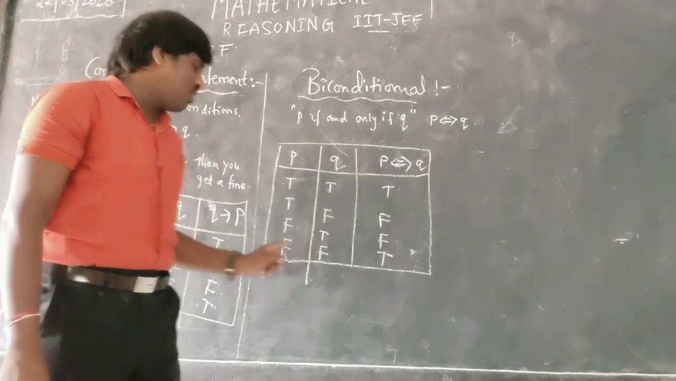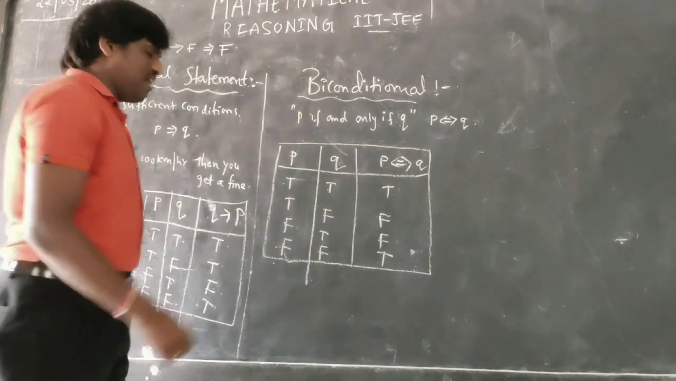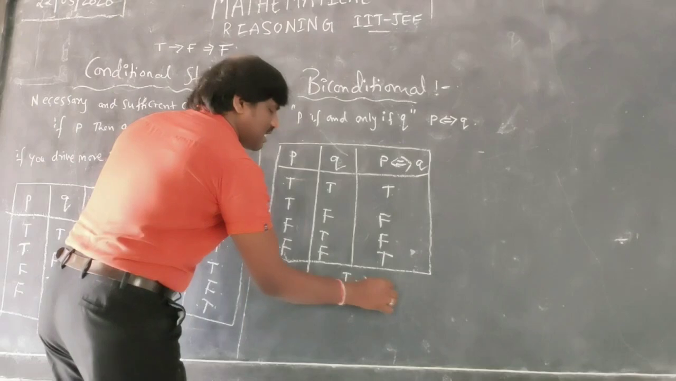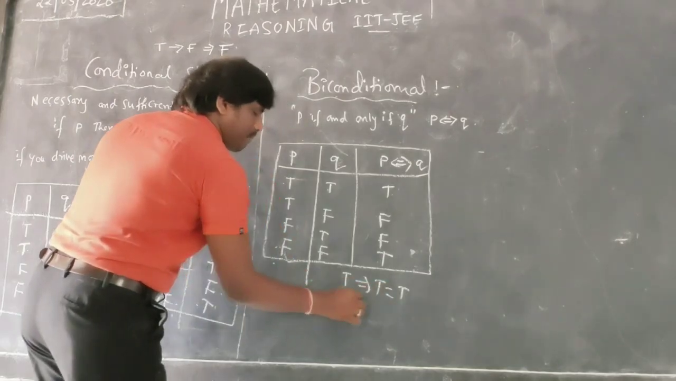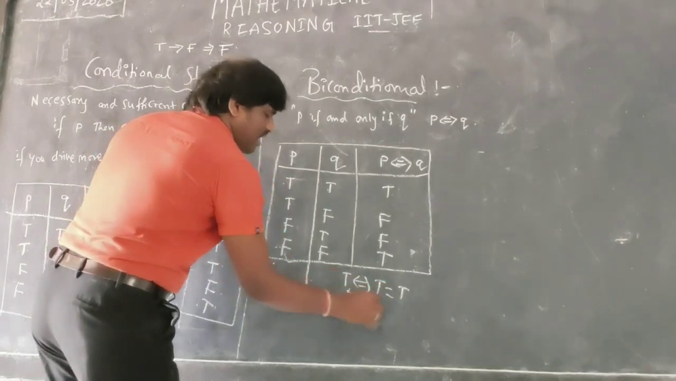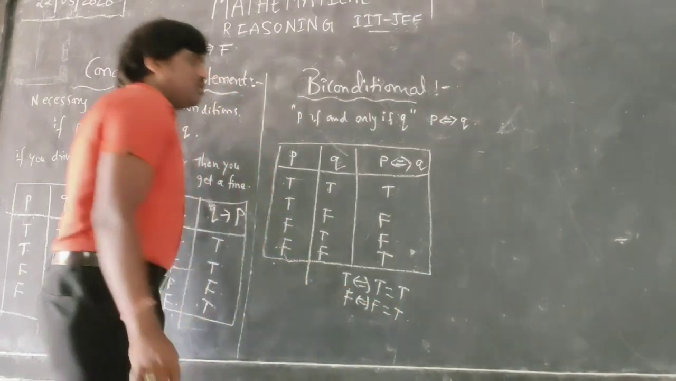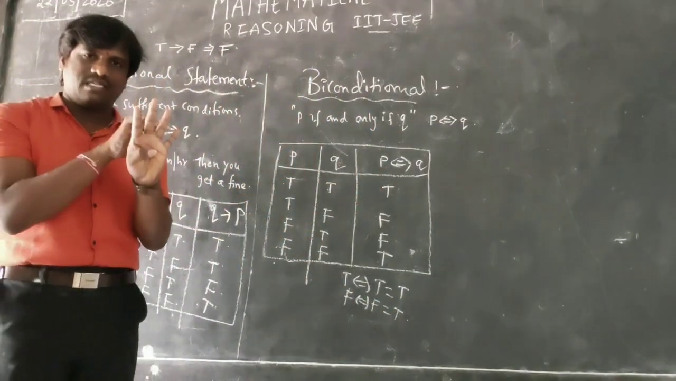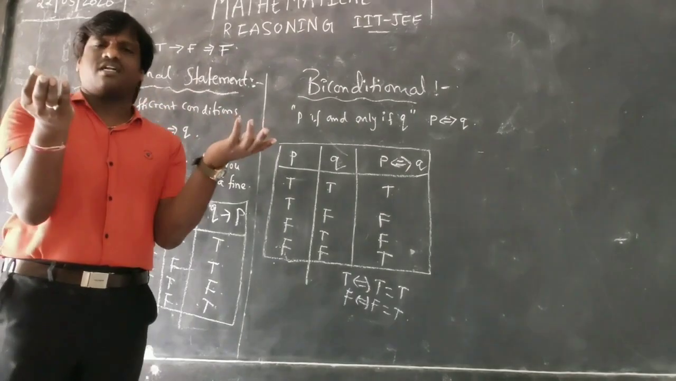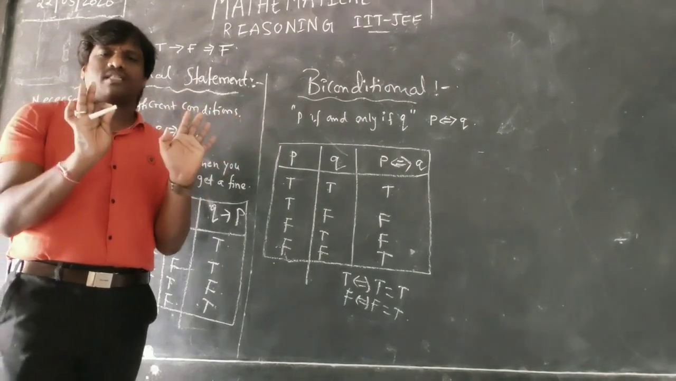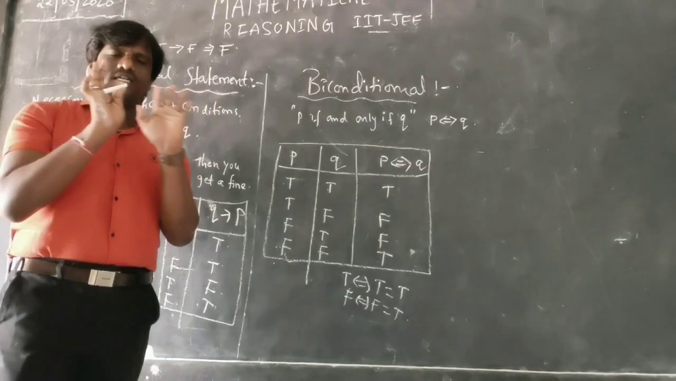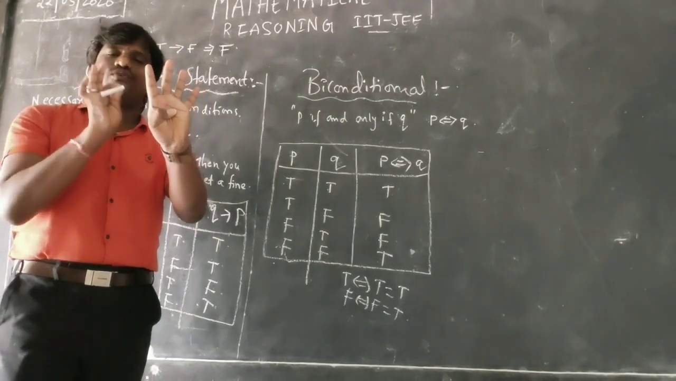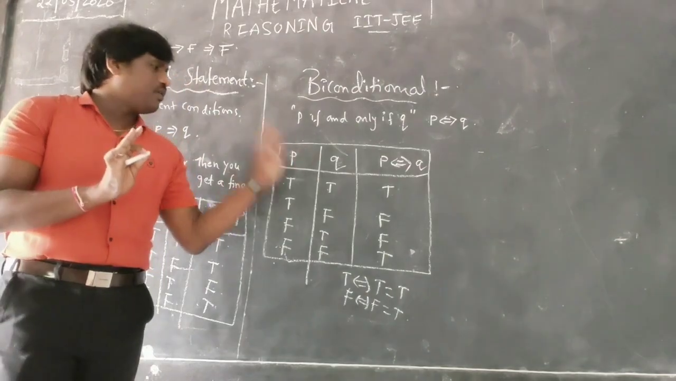True, true is true. False, false is true. So T implies T is T. F implies F, sorry, F biconditional F is T. These are the four tables you have. You have to remember just these four tables, and negation you already know. If you remember this, your work is done, and you will surely get 4 marks in JEE Mains.